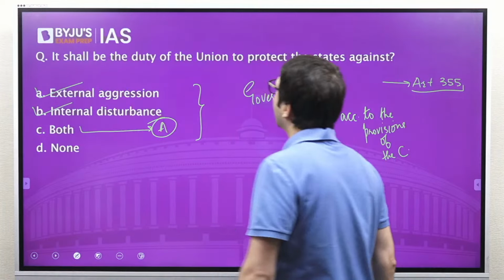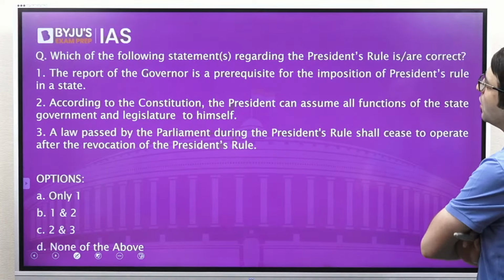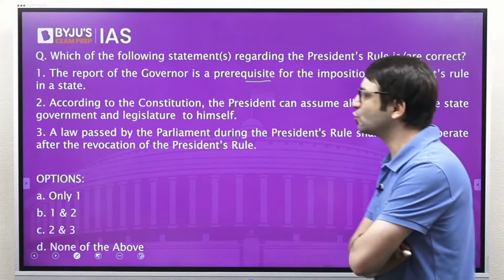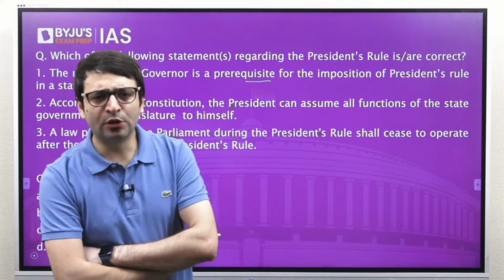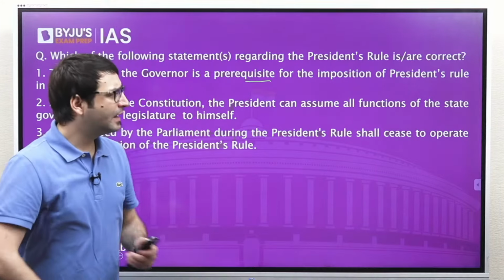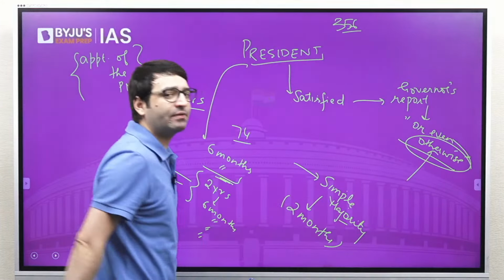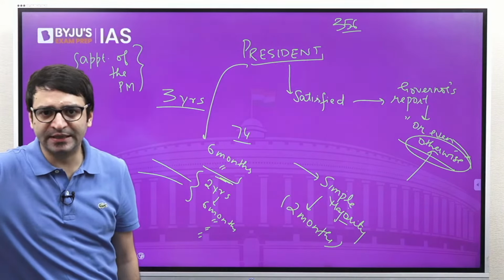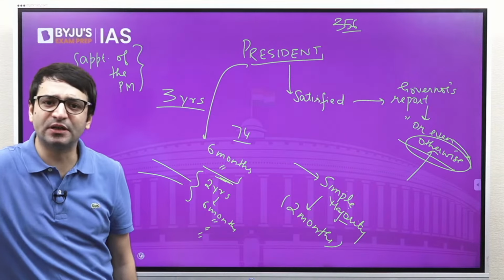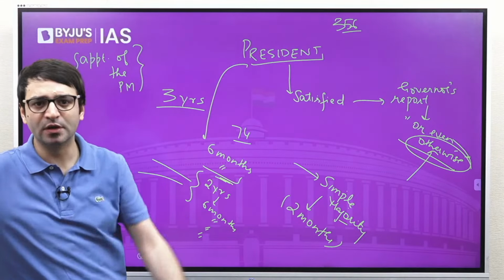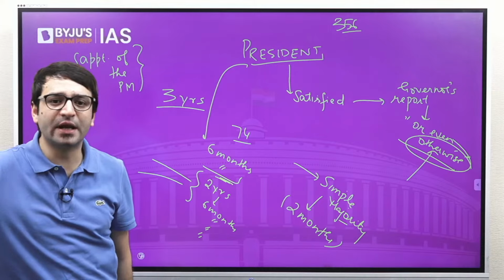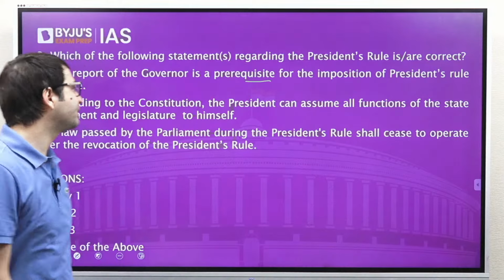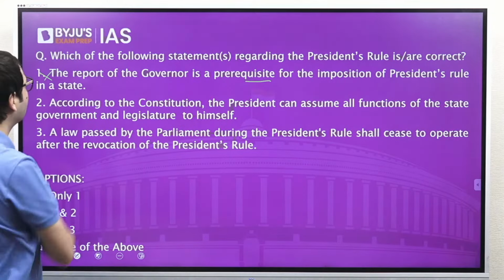Let's look at the question. The question is, the report of the governor is a prerequisite for the imposition of President's rule in a state? No, although the report of the governor is important. But even without the report of the governor, this is where Mr. Karunanidhi's government was dismissed in the early 1990s by the central government, even without a governor's report. So the governor's report is not a prerequisite. Even without his report, President's rule can be imposed in a state. So this statement is wrong.